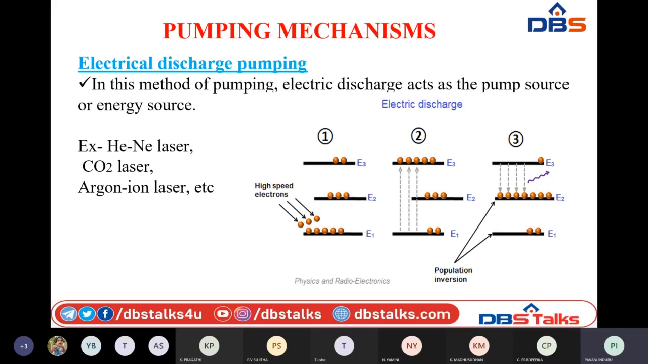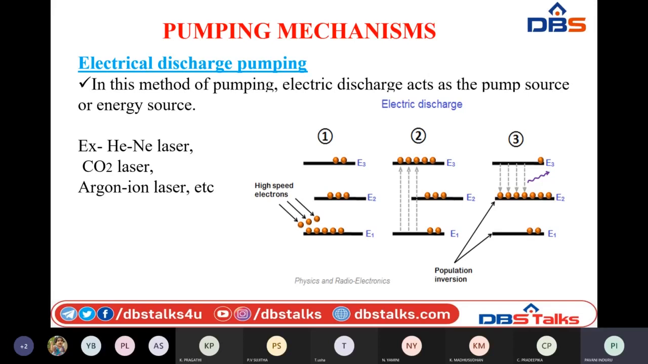level, high speed electrons will strike the atoms present in the ground level E1. These high speed electrons collide with the atoms and excite them. They absorb that energy and go to the upper energy state, which is E3. Now since E3's lifetime is very less, they fall back to the metastable state E2. And after that, the population inversion has been achieved between the states E2 and E1.